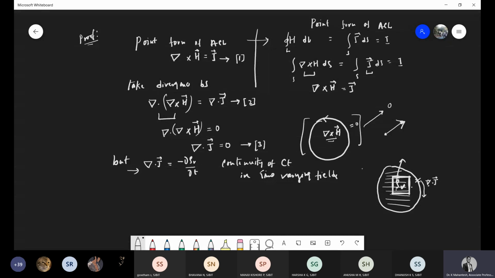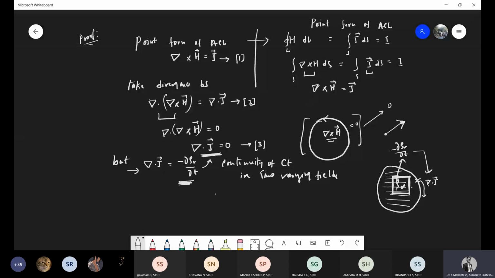So I call this minus dou rho v by dou t, which is equal to the total current density, or the divergence of current density on the surface. So this is the continuity of current in time varying fields. If you try to understand this minus dou rho v and compare with equation 3 here, this is false, right? So this cannot be true here.